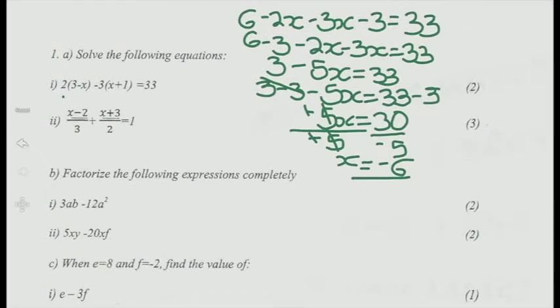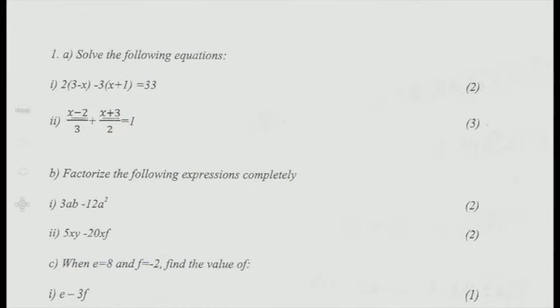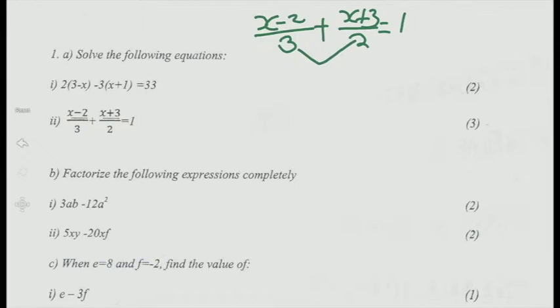I'm going to erase this because there is no space in my paper. So we have Roman figure 2. Roman figure 2 says x minus 2 over 3 plus x plus 3 over 2 is equals to 1. We have to find the LCM of 3 and 2, and the LCM of 3 and 2 is 6.